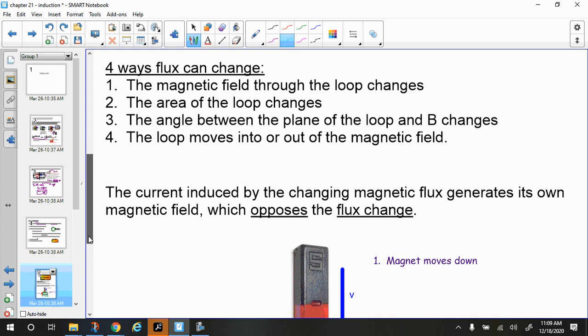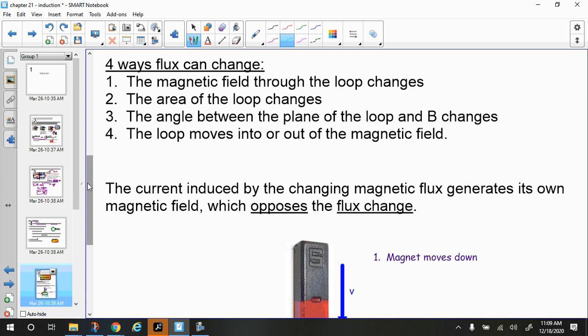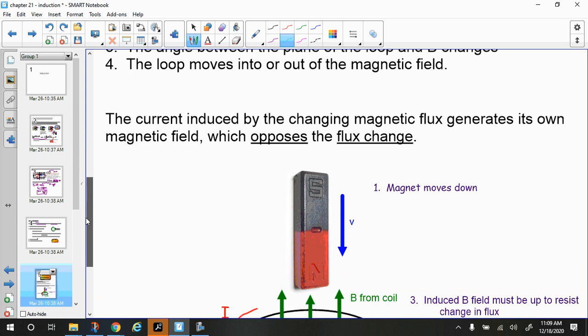So let's think about 4 ways that flux can change. The magnetic field through the loop changes, so it's either getting stronger or weaker. The area of the loop changes. The angle between the plane of the loop and the magnetic field changes. Or the loop moves into or out of the magnetic field, which is a very common problem on AP where they have a loop of wire on a cart and it goes down a ramp and goes through a magnetic field.